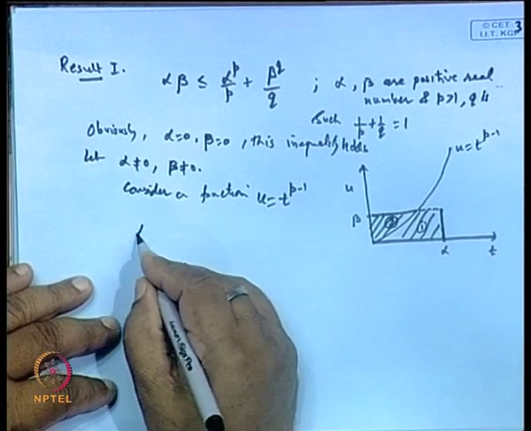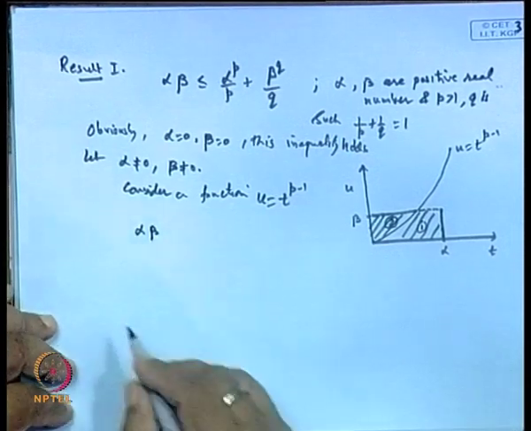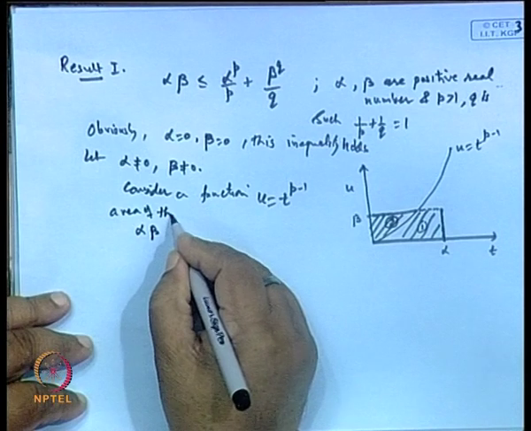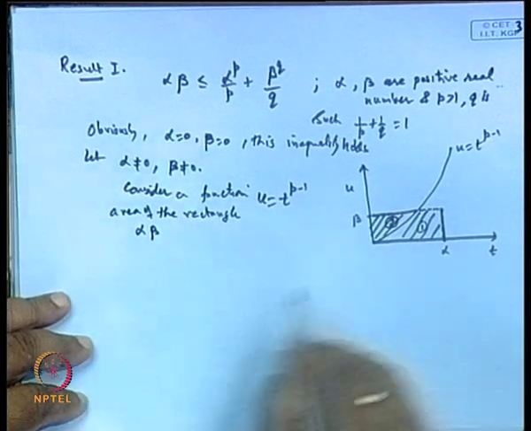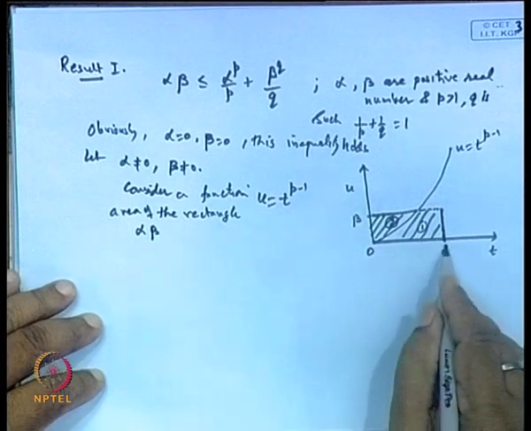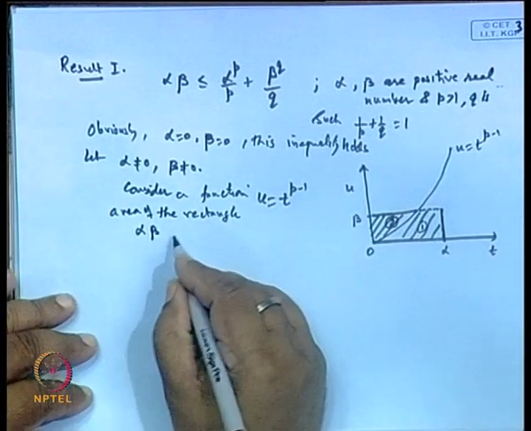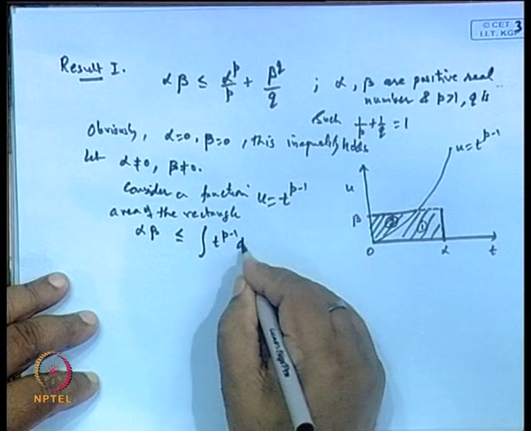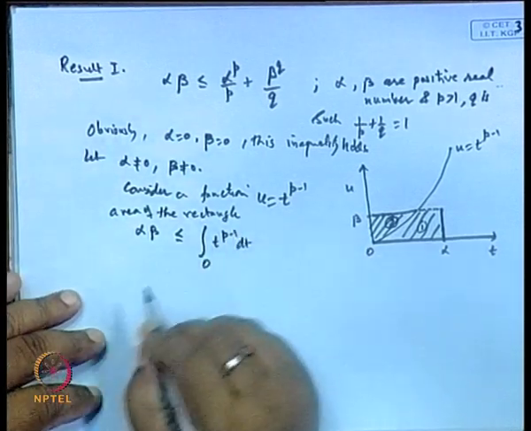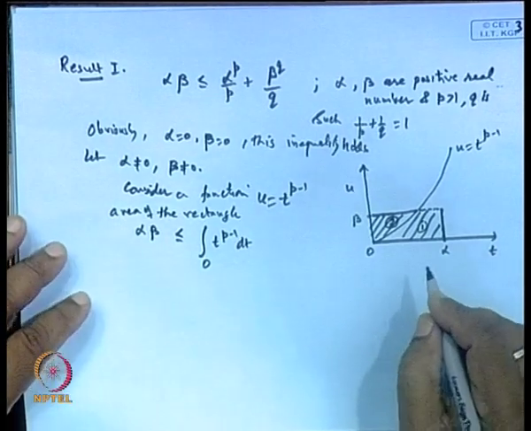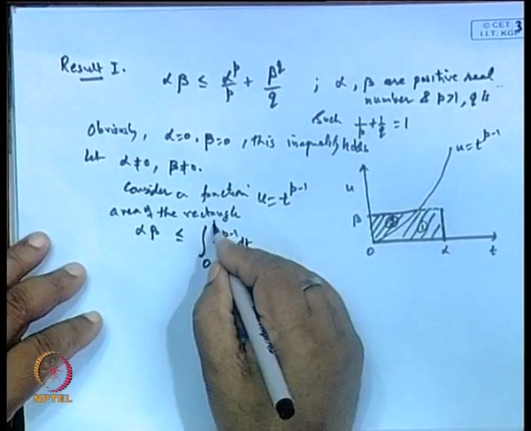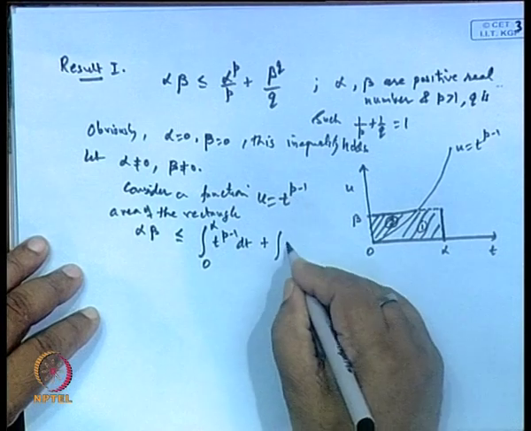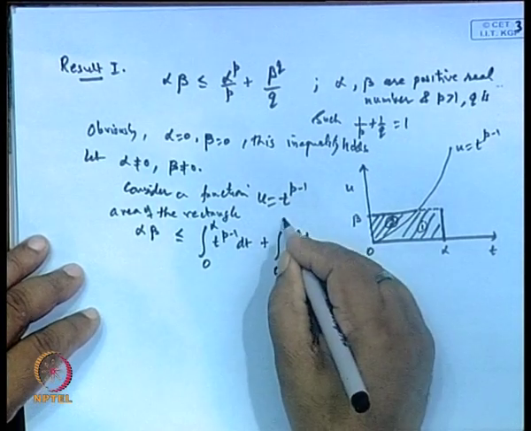Now, this αβ area, the area of the rectangle whose sides are α and β, is less than or equal to the integral of t^(p−1) dt from 0 to α, plus the integral of u^(q−1) du from 0 to β. Why?